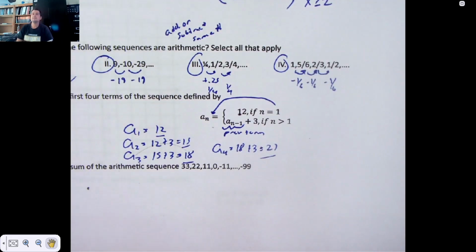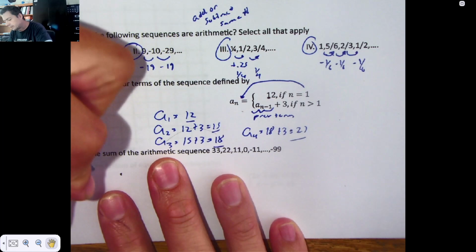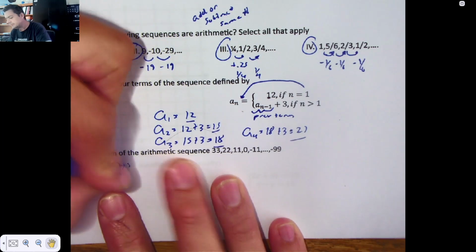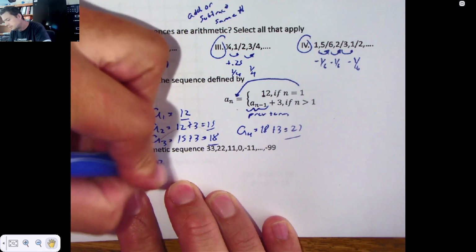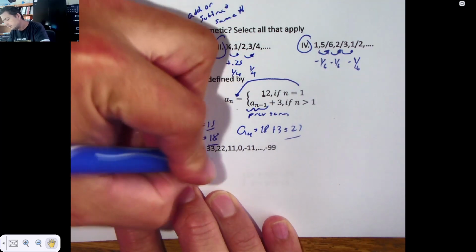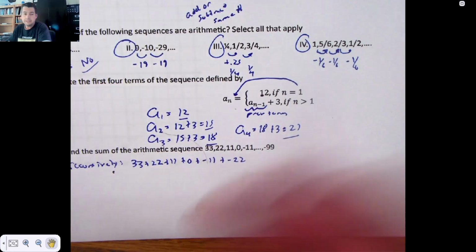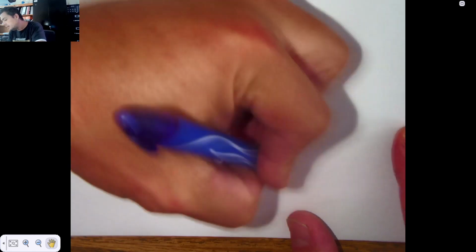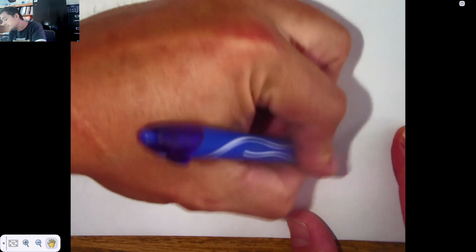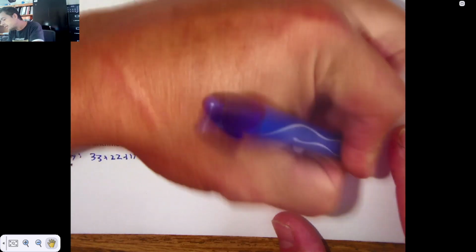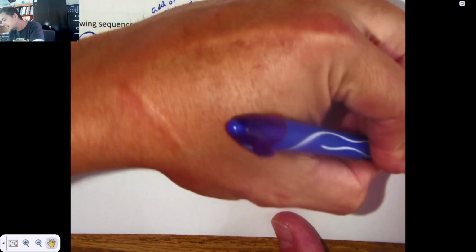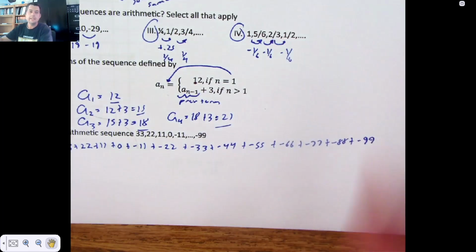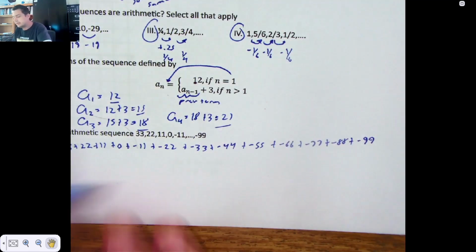15. Find the sum of this arithmetic sequence. There are 2 ways of doing this, and it's not hard. You can do it recursively. Recursively takes long. All right? You do 33 plus 22 plus 11 plus 0 plus a negative 11 plus a negative 22, because you have to fill in the blanks, kids. Plus a negative 33 plus a negative 44 plus a negative 55 plus a negative 66 plus a negative 77. Good thing I don't have asthma. Plus a negative 88 plus a negative 99. Now I can breathe, and you just type that in a calculator.